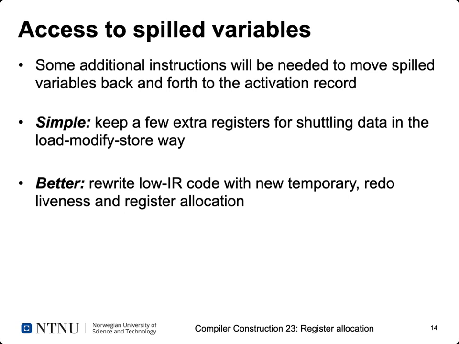Now a better approach would be to rewrite your low-level intermediate representation code with a new temporary variable, and then to re-perform liveness analysis and register allocation. But of course, that's much more work to implement. So we certainly don't expect you to do this for your compiler. But of course, we want to mention that there's a better way than this simple and very obvious solution.